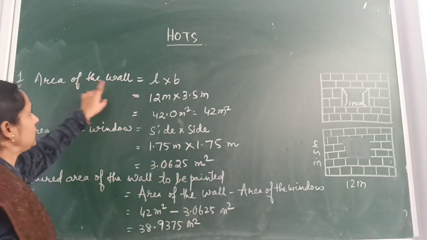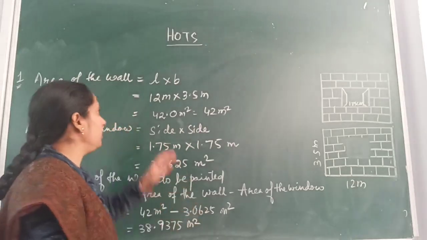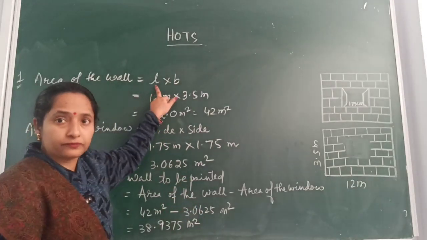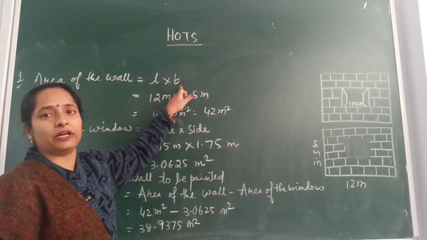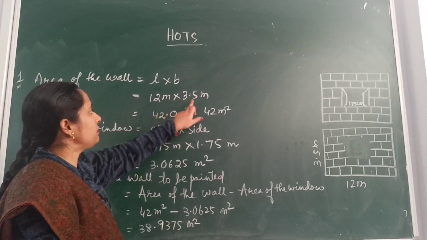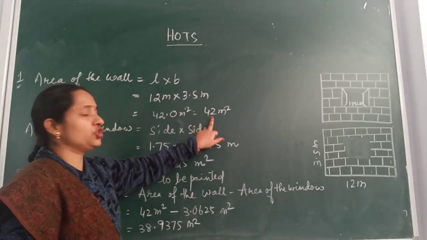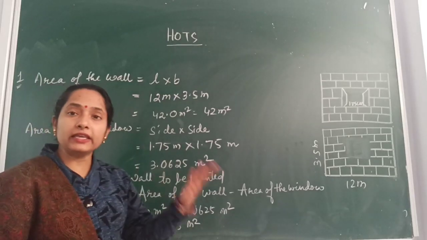So for this, first we need to find the area of the wall. As the wall is in a rectangular shape, we will apply the area of the rectangle formula, that is length multiplied by breadth. Here, by multiplying the length by breadth, we get 42 meters square as the area of the wall. Next we need to find the area of the window.